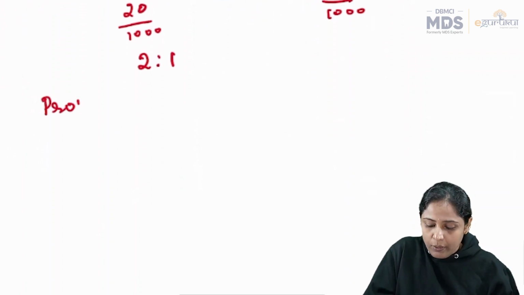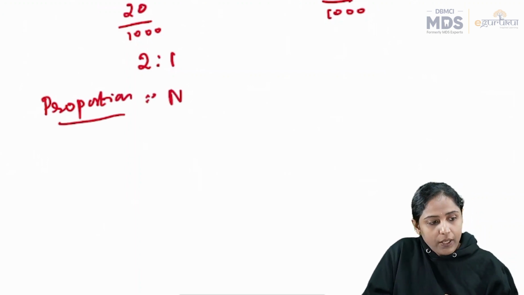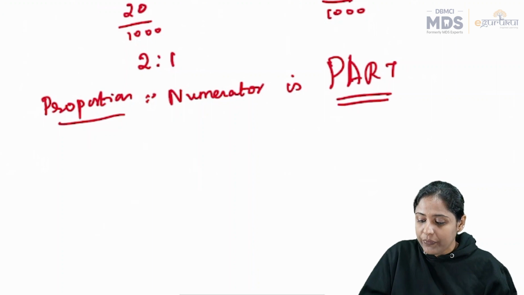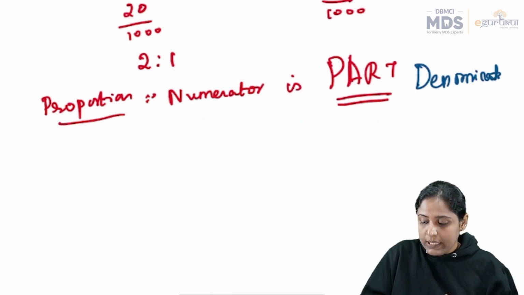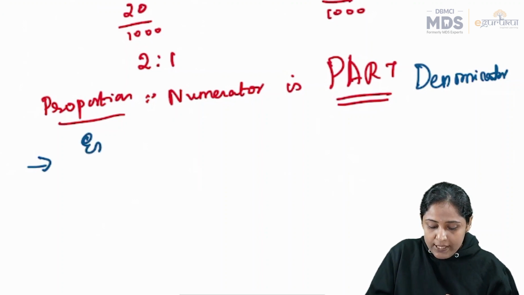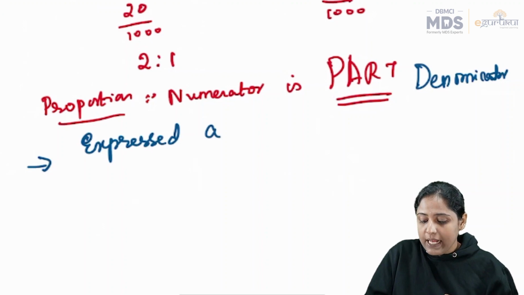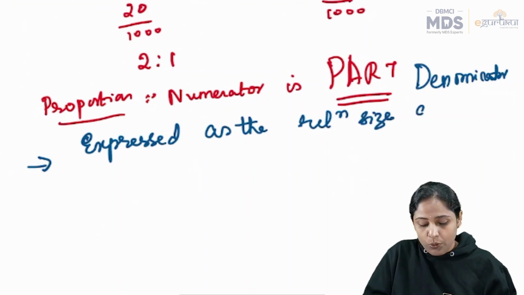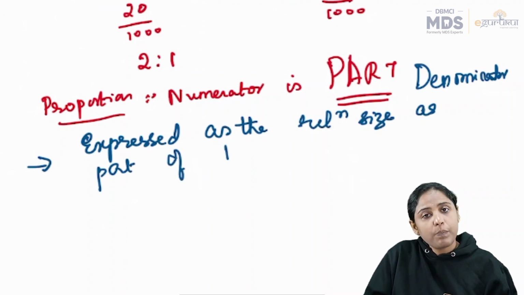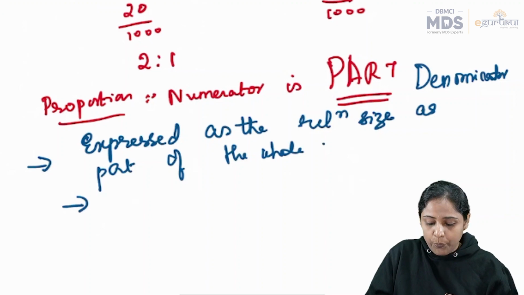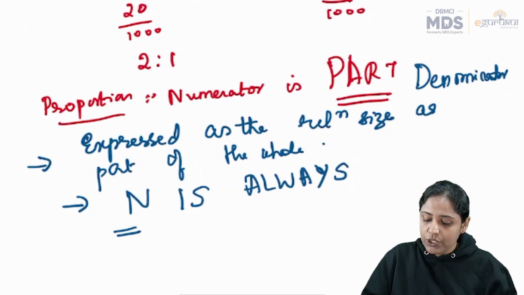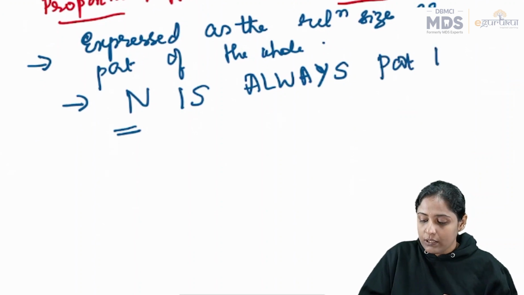So, now we come to proportion. In proportion, numerator is part of the denominator. Proportion is expressed as the relationship in size or magnitude as part of the whole. So, in proportion, numerator is always part of the denominator.